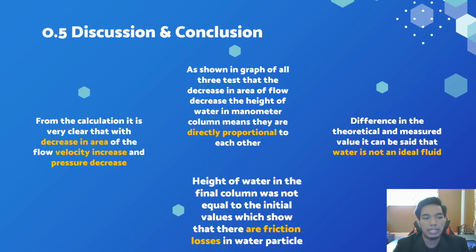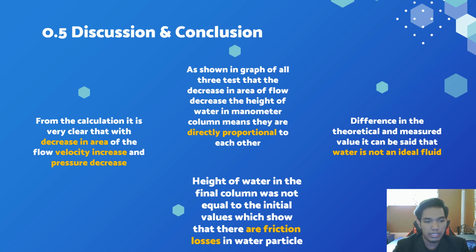So last but not least, the discussions and the conclusions. From the conclusion, it is very clear that with a decrease in the area of the flow, velocity will increase but the pressure will decrease. As shown in the graph of all three tests, the decrease in area of flow decreases the height of water in the manometer columns, meaning they are directly proportional to each other. From the difference between the theoretical and measured values, it can be said that water is not an ideal fluid.